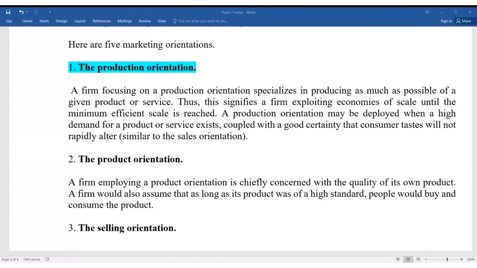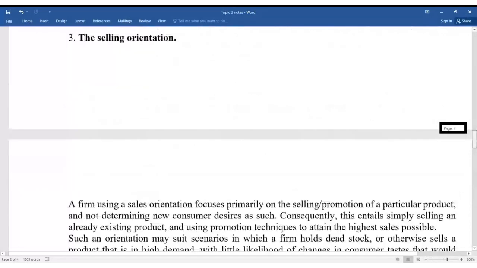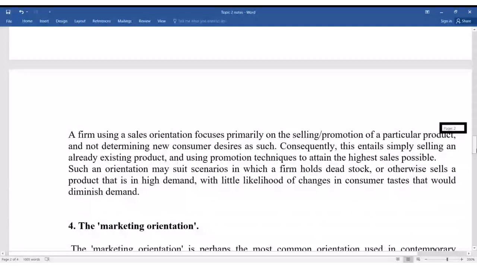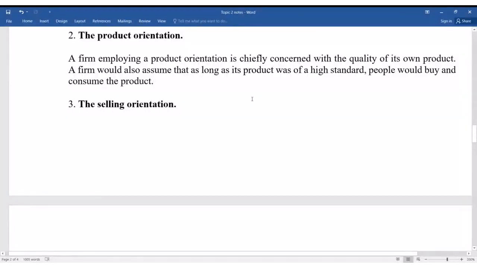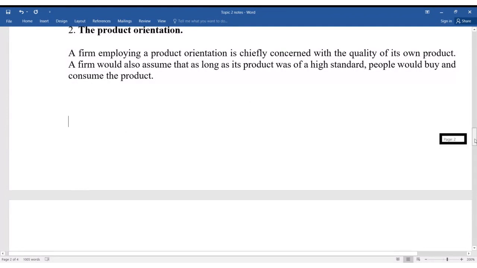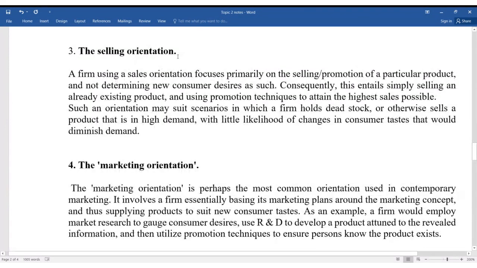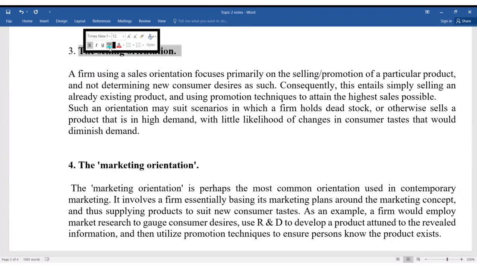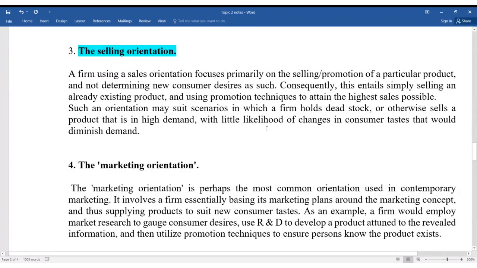Next is the selling concept. Selling concept holds that under normal circumstances, customers will not purchase companies' products unless some rigorous selling and promotional programs are undertaken.